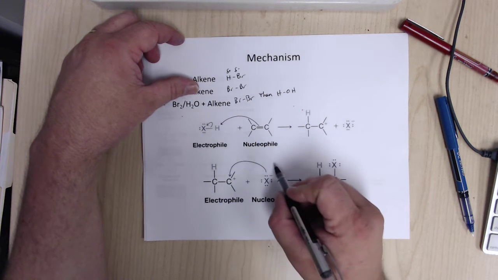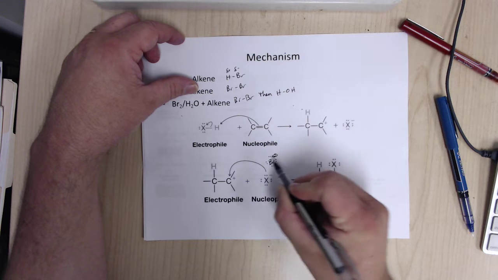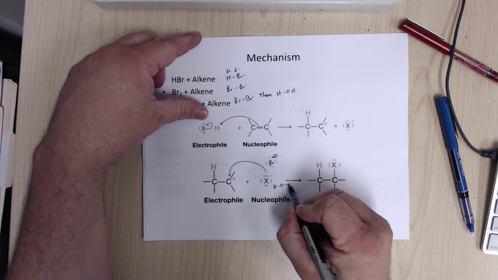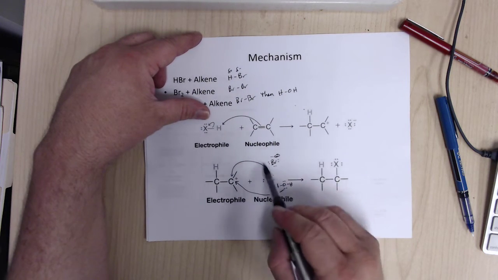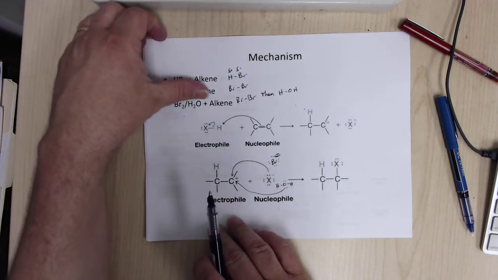So it's either going to be Br minus, if that's around, or if water is around, that's going to attack instead. Remember, that's HOH. That's going to attack only if this is around. Otherwise, the bromine is going to attack and put that in there. So that's how it works.